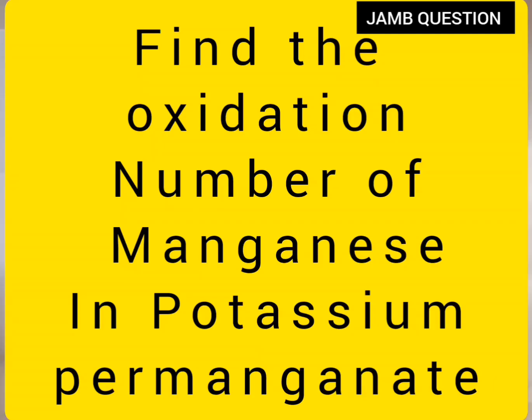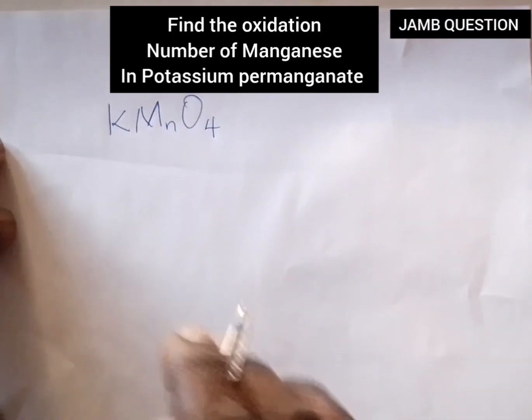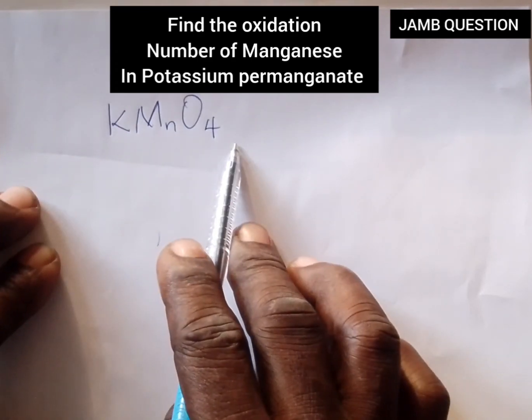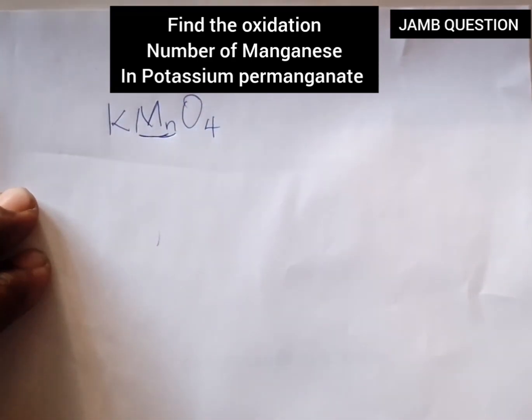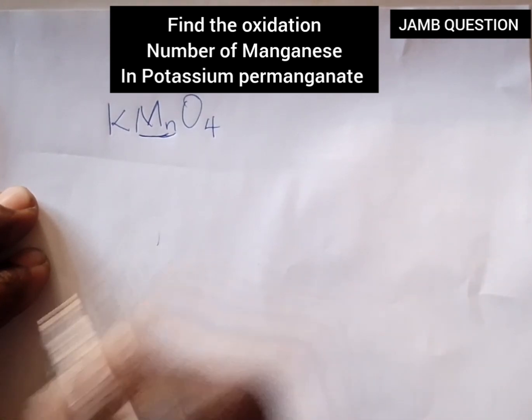According to the question we have here, we should find the oxidation number of manganese in potassium permanganate. What we need to do first is to know the formula for potassium permanganate, which is KMnO4. We are asked to find the oxidation number of this manganese here.